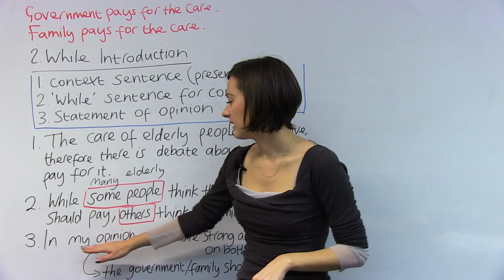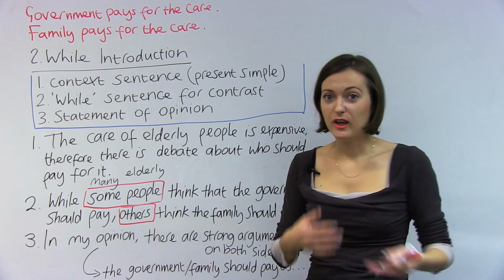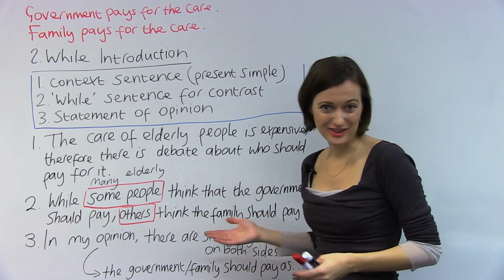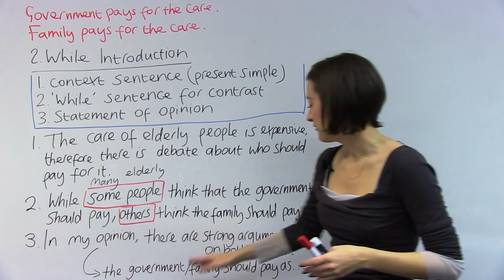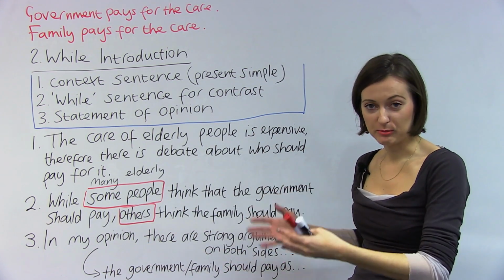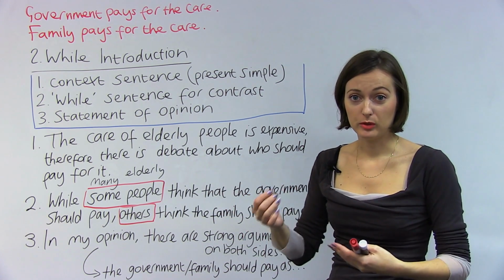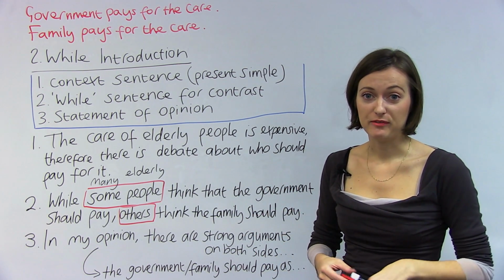If you say something like this, "In my opinion, there are strong arguments on both sides," we don't really know where you're going with your answer yet. Maybe you don't know yet, and that's why you're choosing that. If you say, "In my opinion, the family should pay, blah, blah, blah," then we know that throughout your argument, that's what you're going for.